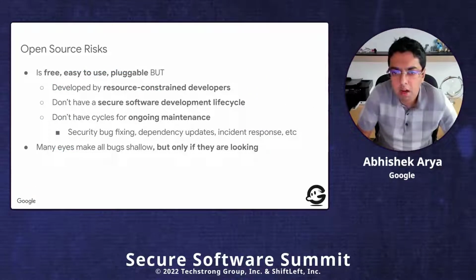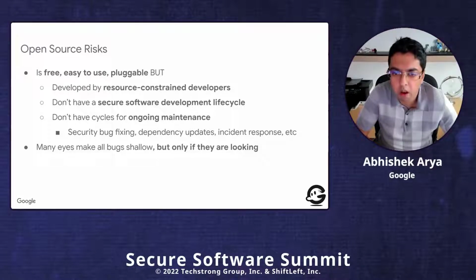We need to understand that open source software is not free. It looks so, but comes at a massive security cost. Much of the open source software is developed by volunteers in their free time, where security often comes last in their priority list. They don't have the resources to invest in a secure development lifecycle or have cycles to maintain it, for example, fixing security vulnerabilities.